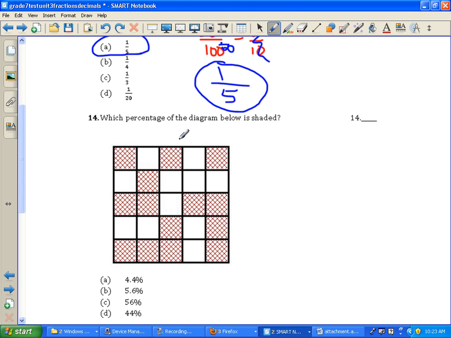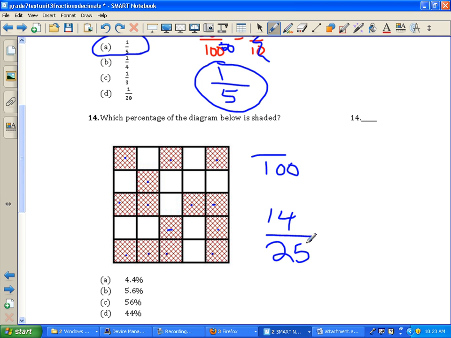Number 14, which percentage of the diagram below is shaded? So don't forget, percent means out of 100. So let's count up how many we have shaded. 1, 2, 3, 4, 5, 6, 7, 8, 9, 10, 11, 12, 13, 14. So we have 14 out of 1, 2, 3, 4, 5. So 5, 10, 15, 20, 25.